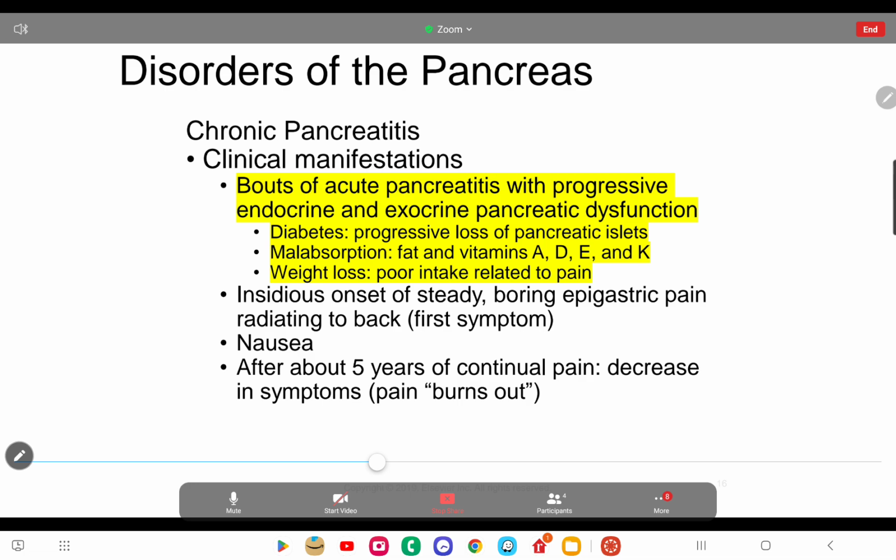Chronic pancreatitis is recurrent episodes of acute pancreatitis, and in this case, you have to be very careful with malabsorption, especially of liposoluble vitamins. A, D, E, and K.